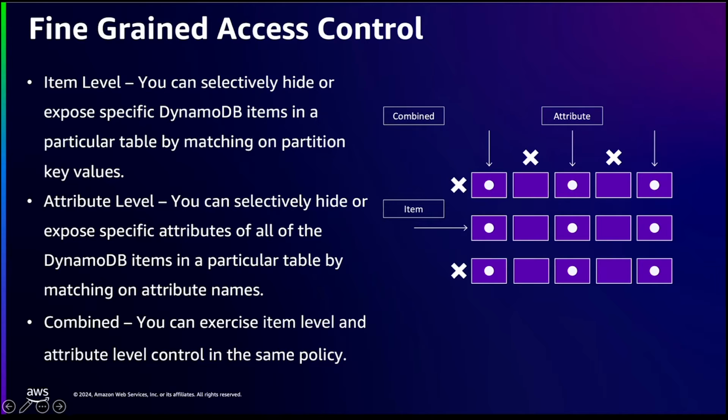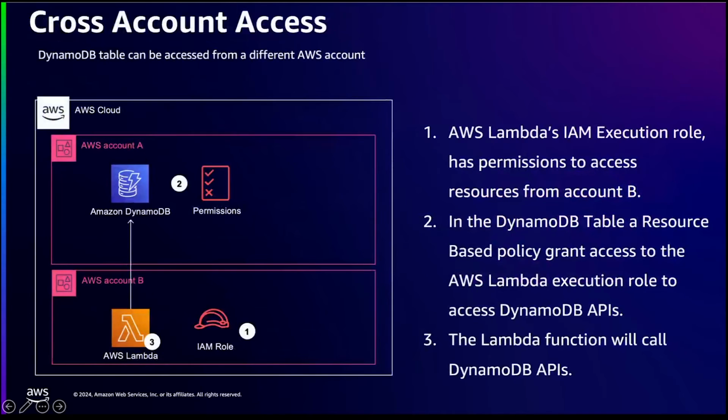With resource-based access control, cross-account access has been simplified greatly. Imagine that you have two different accounts. One Lambda function will be in account B, and a DynamoDB table will be created in account A. In account A, you will create a resource-based policy that will allow the execution role from the Lambda function in account B to access a resource in account A.